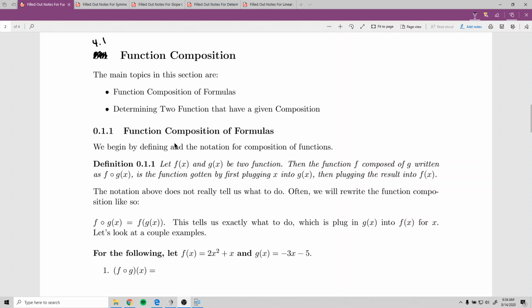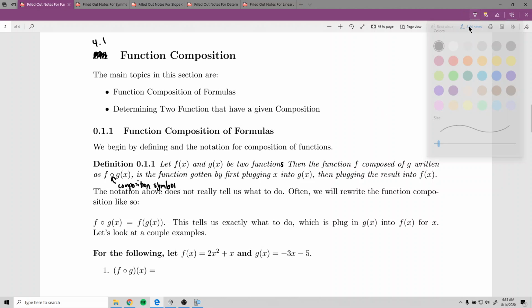We begin by defining the notation for composition of functions. It says let f of x and g of x be two functions. Then the function f composed of g, written as f circle g of x, so it's like an open circle. It's not a multiplication sign, this is the composition sign, or symbol, whatever you want to call it, is the function gotten by first plugging x into g of x and then plugging that into f of x.